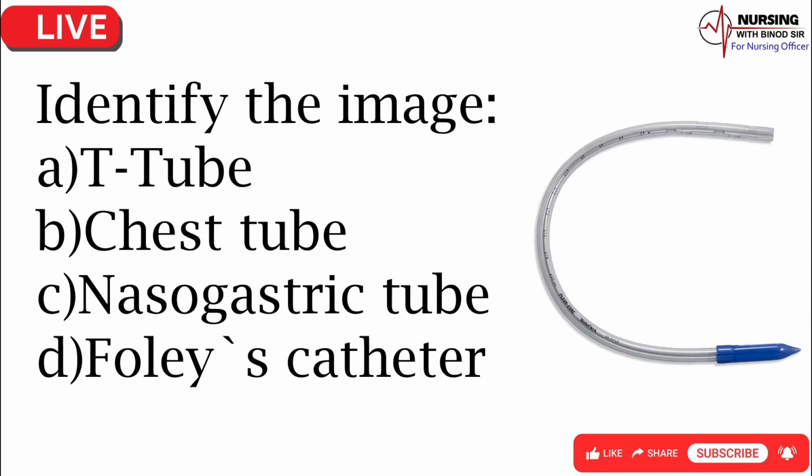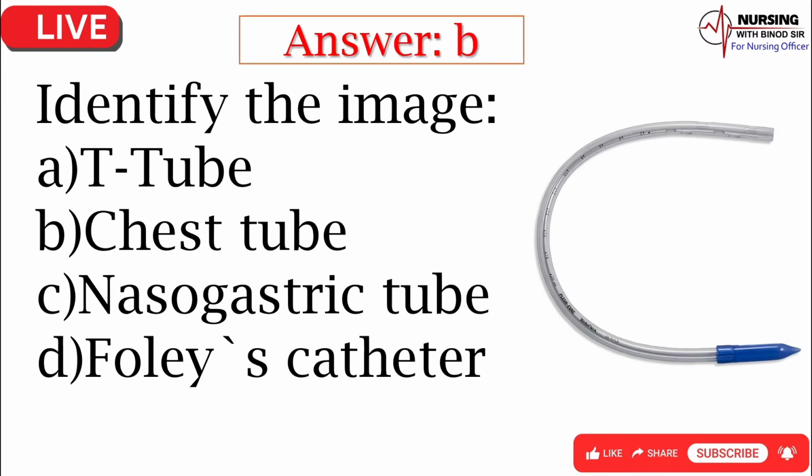Identify the image. A. T-tube. B. Chest tube. C. Nasogastric tube. D. Foley's catheter. The correct answer is B option, that is chest tube. Explanation. A chest tube, also called a thoracostomy tube, is a medical device used to drain air, fluid, or pus from the pleural space, the area around the lungs. It is typically used in conditions where these substances accumulate and cause complications.